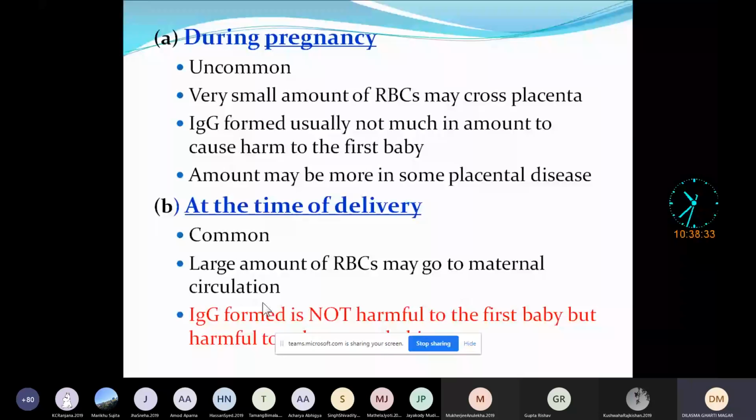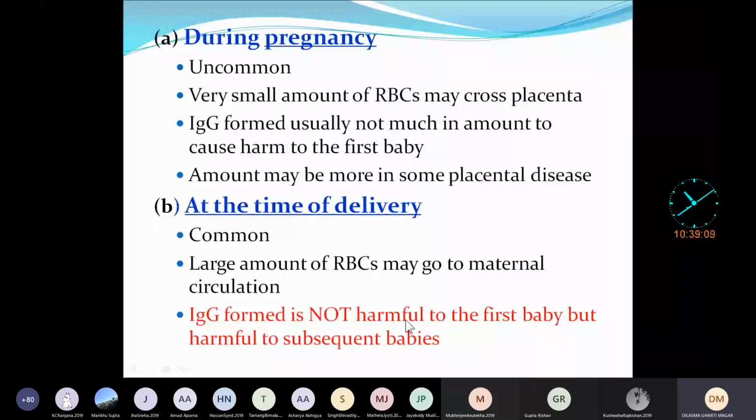That's why wherever the placenta is attached, there will be a barrier, but still whenever this placenta is removed, that time the RBCs of the fetus or the baby will go to the mother's circulation, the maternal circulation. So that time a large amount of the RBCs may go to the maternal circulation. And so here this immunoglobulin G is formed, and it is not harmful to the first baby but harmful to the subsequent pregnancies.